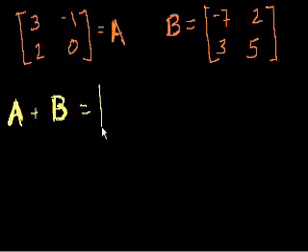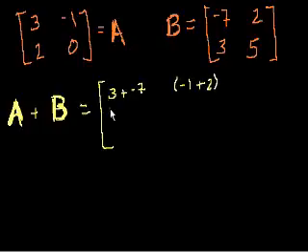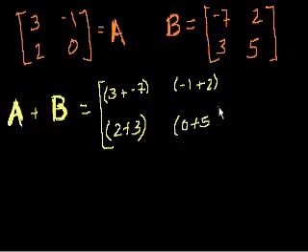So how does that work? Well, you add the element that's in row 1, column 1 to the element that's in row 1, column 1, right? So it's 3 plus minus 7. That'll be the 1, 1 element. Then the row 1, column 2 element will be minus 1 plus 2. Let me put parentheses around them so you know these are separate elements. And you could guess how this keeps going. This element will be 2 plus 3. And this last element will be 0 plus 5.